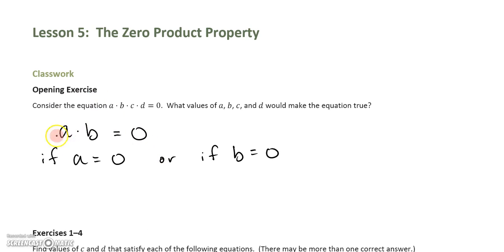Because if a is 0, b can be anything it wants. It can be a million. What's 0 times a million? 0. And conversely, if b is 0, a can be, I don't know, 12.